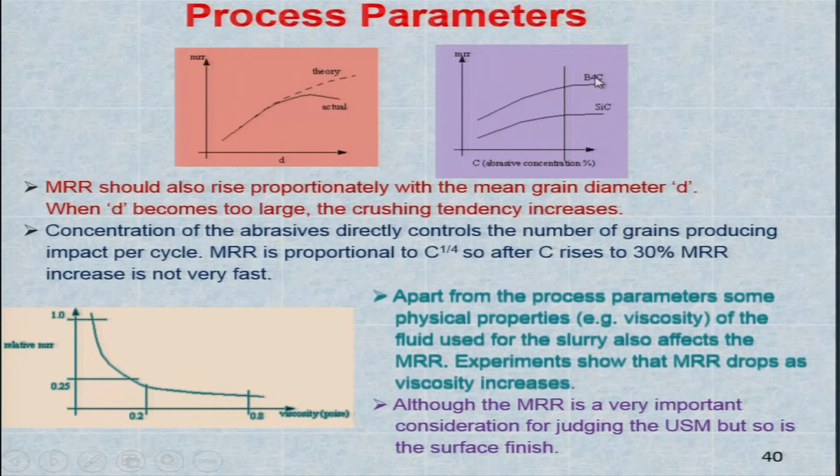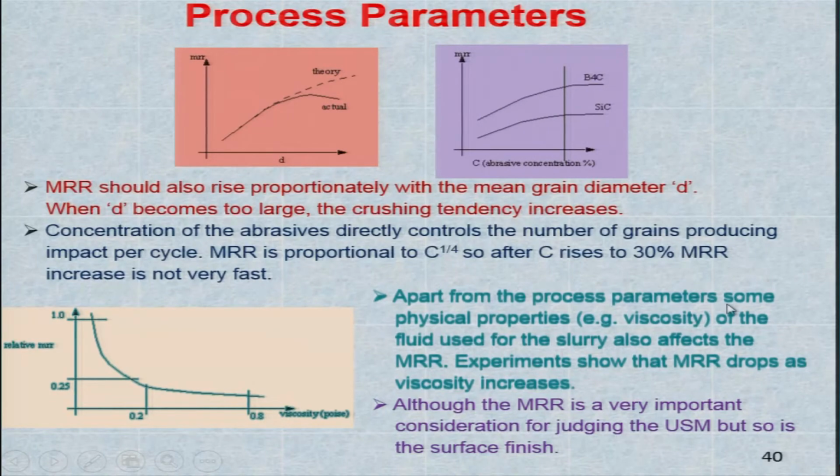This is made for two different abrasive materials, boron carbide and silicon carbide, and the material removal rate for boron carbide is more than for silicon carbide, as you can see here. This stabilizes because of this relationship, which is of course an empirical relationship: MRR is proportional to C to the power 1/4. Therefore, it stabilizes after some time. The concentration has already been explained here.